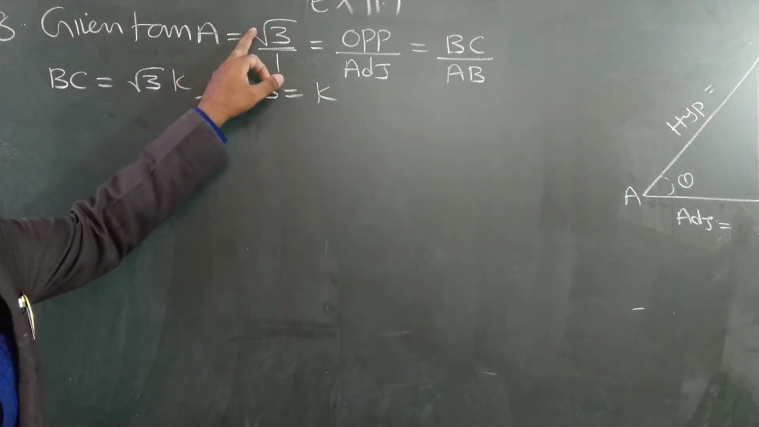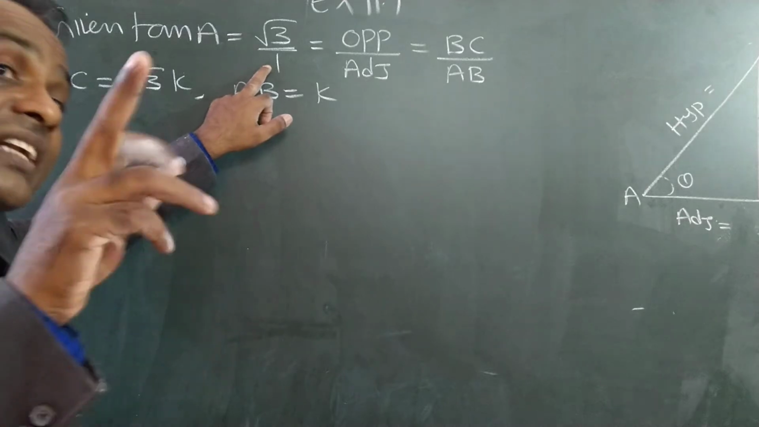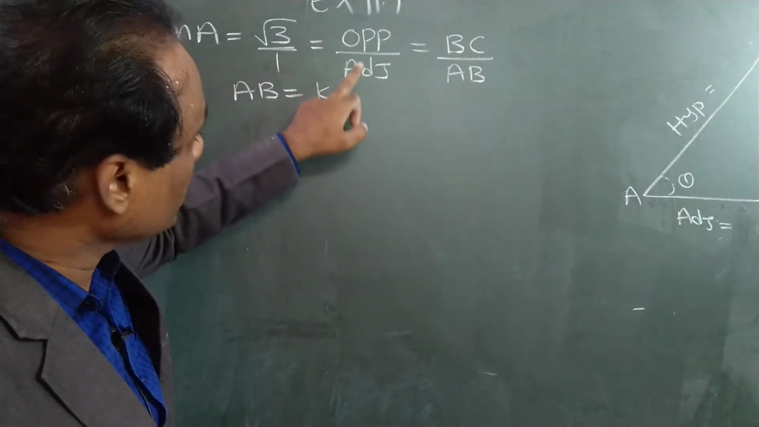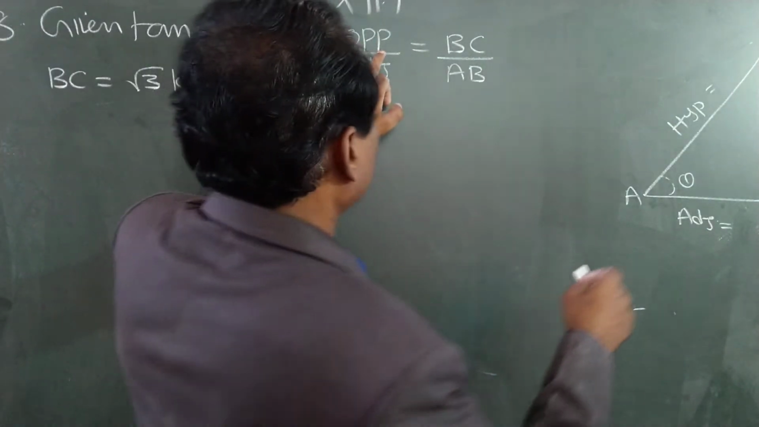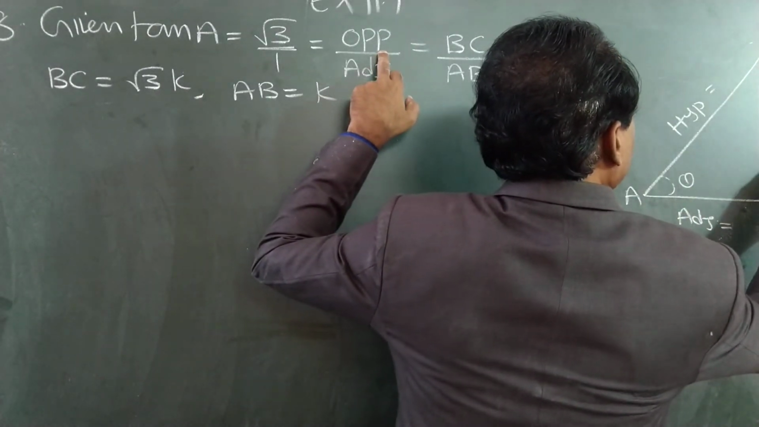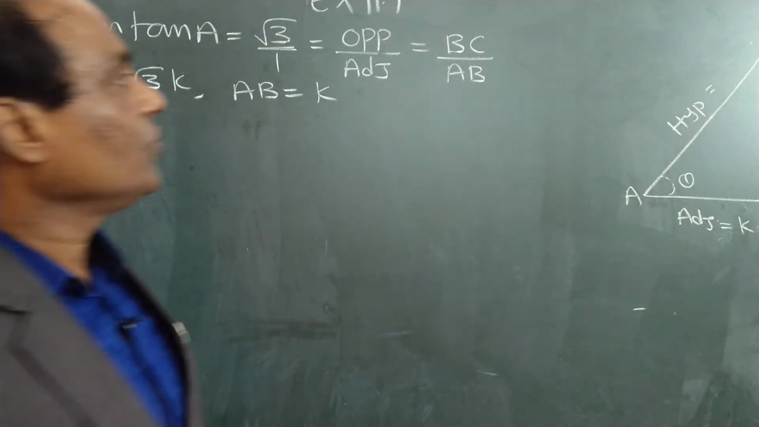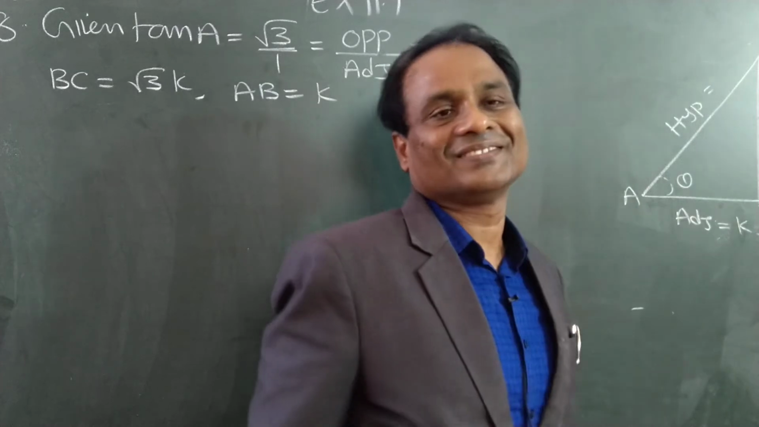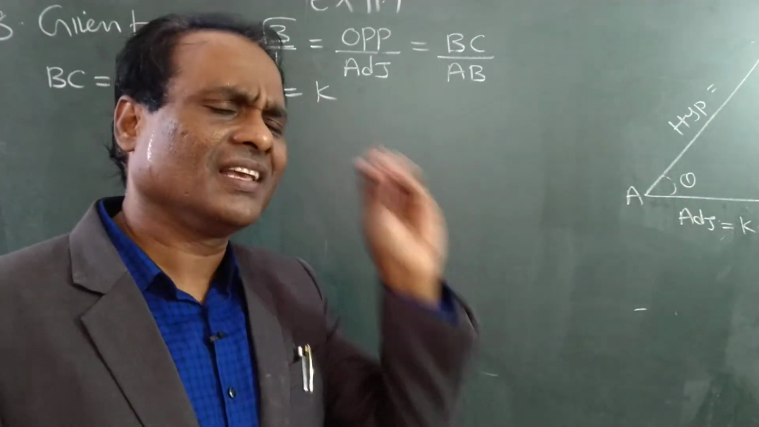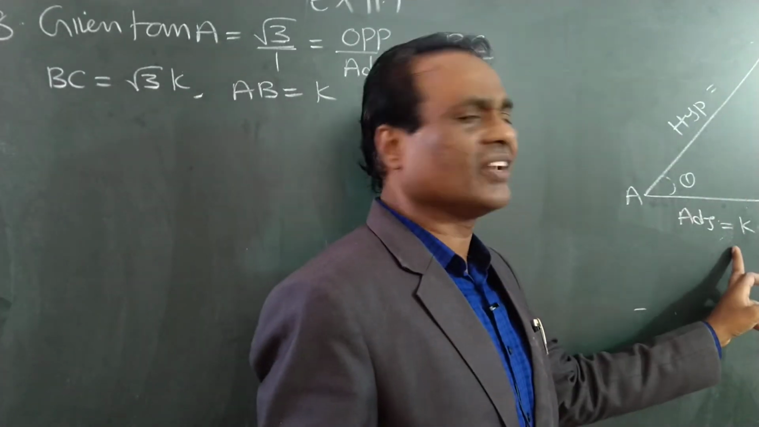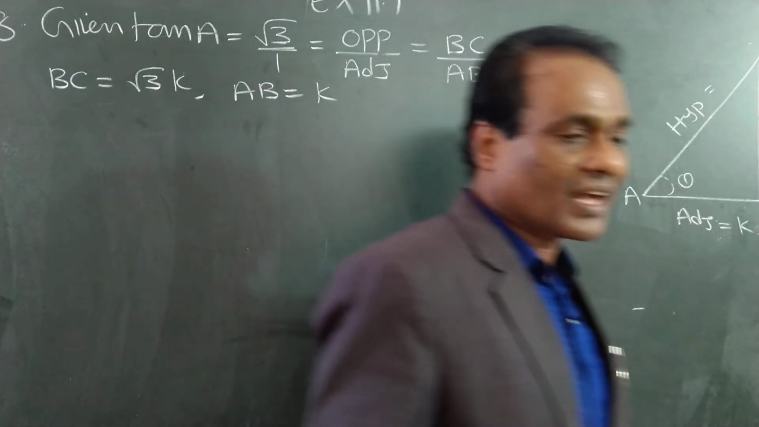See, tan A is given as root 3. If there is no denominator we take it as 1. What is the tan definition? Opposite by adjacent. Opposite is root 3k. Adjacent is 1k. We require this side. How to find that side? Same as the previous problem. Whenever in a right angle triangle two sides are known, to find the third side we use the Pythagoras theorem.